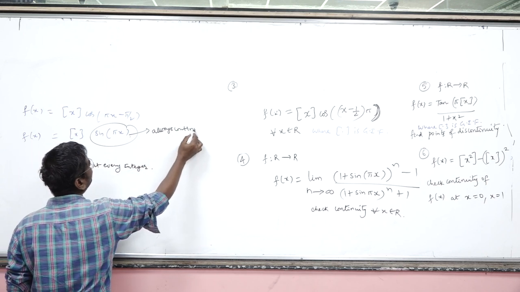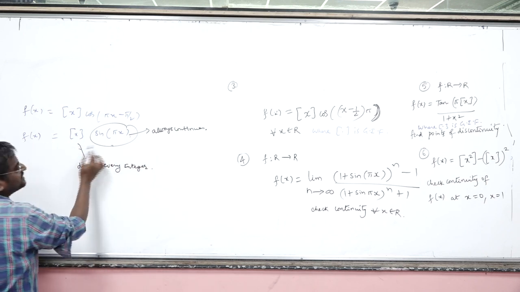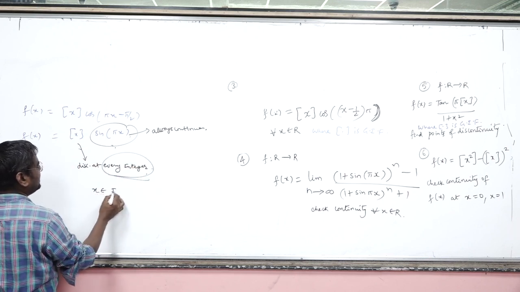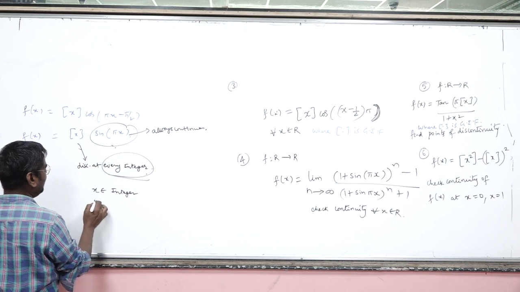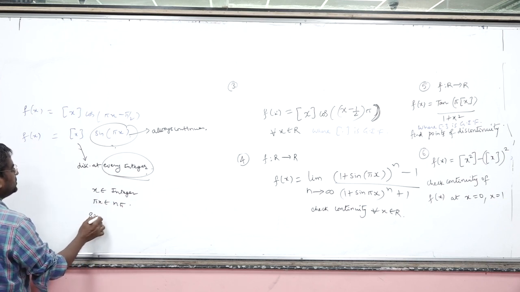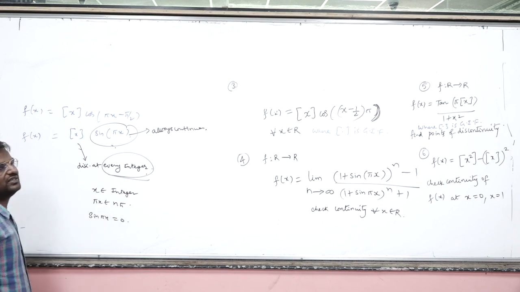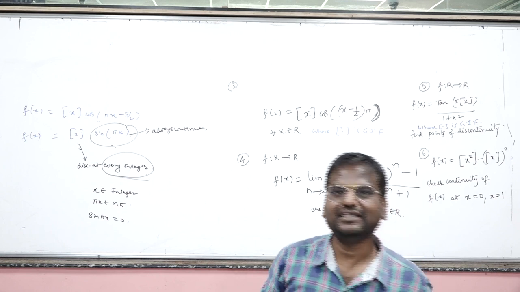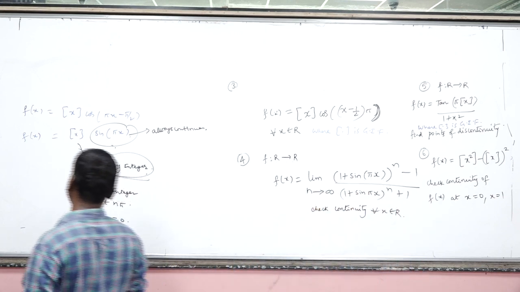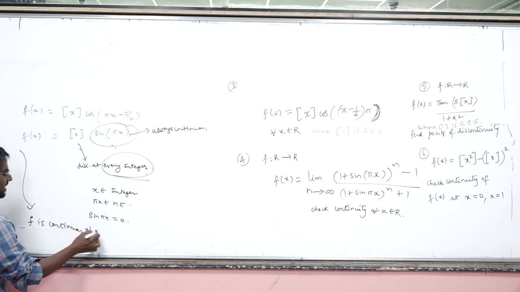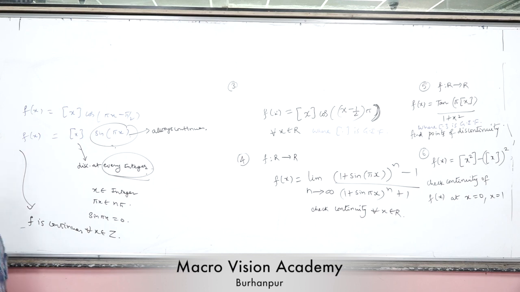But when you look at the combination, the product, at every integer x, when x is an integer, then pi x is n pi, an integral multiple of pi, so that sin pi x will become equal to 0. That means that the discontinuity effect will be nullified by this. So this function must be continuous for all x belonging to integers.